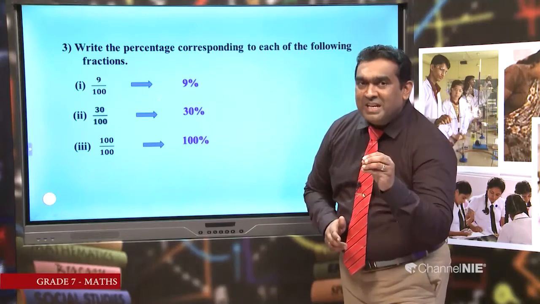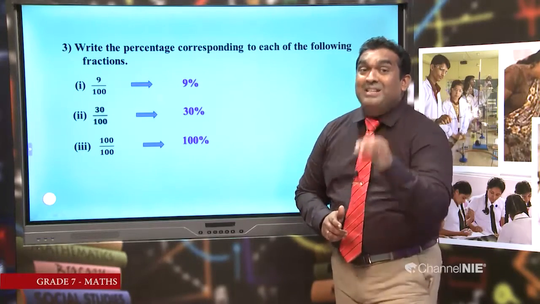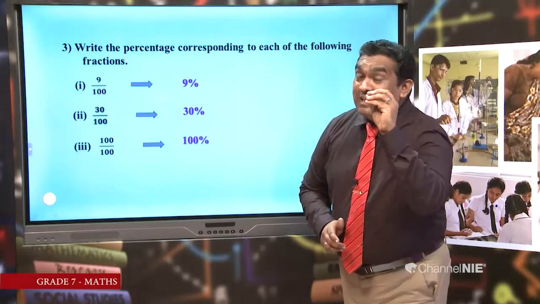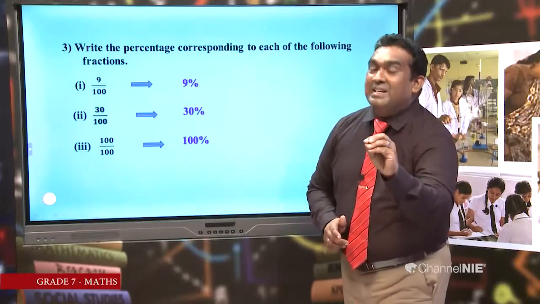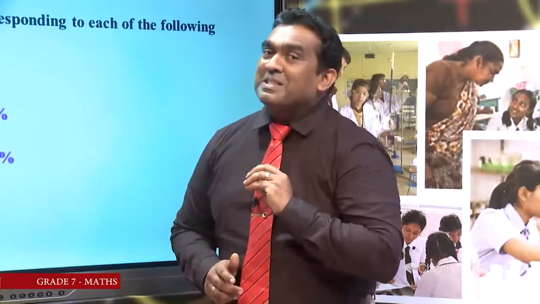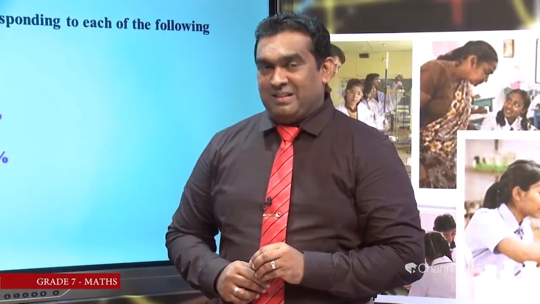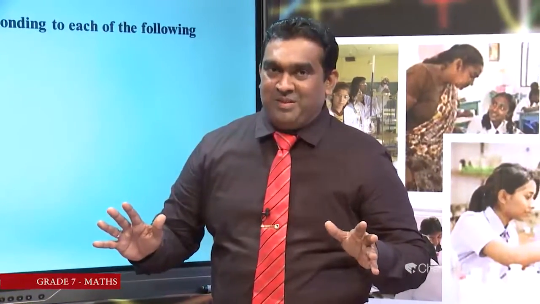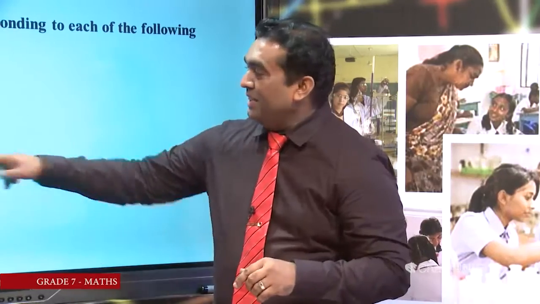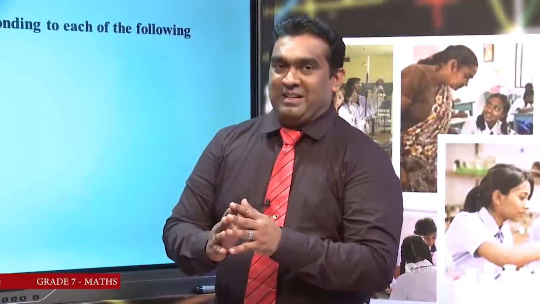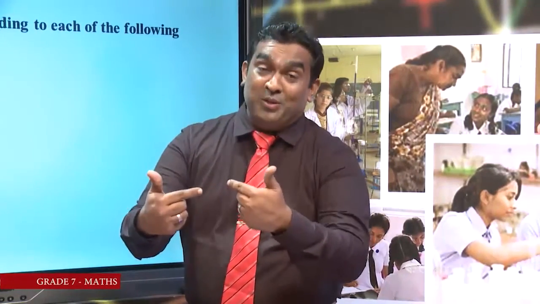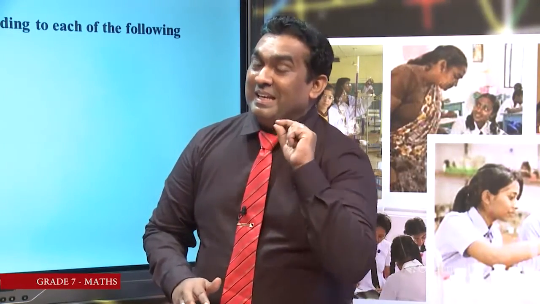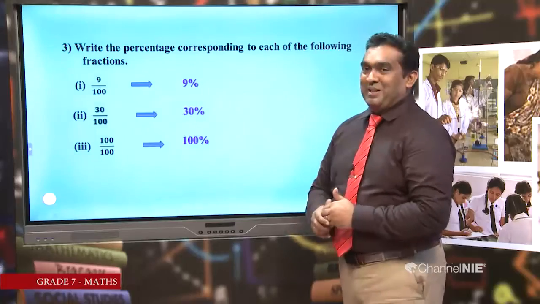How to start reading? First you have to read or write the number in the numerator. You write the number in the numerator, then you can use the percentage symbol. Very easy. Look at this one. 100 over 100. First you write the first number, 100. Second number also we know that 100. For the second number in the denominator, it is 100, no? Percentage symbol. 100%.